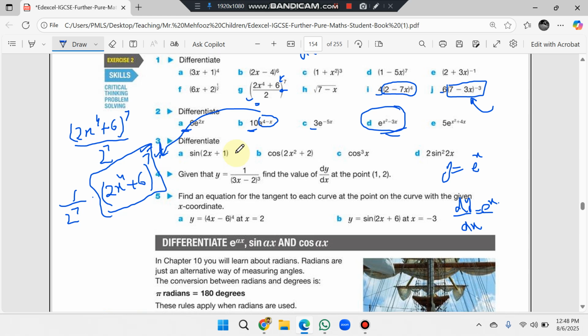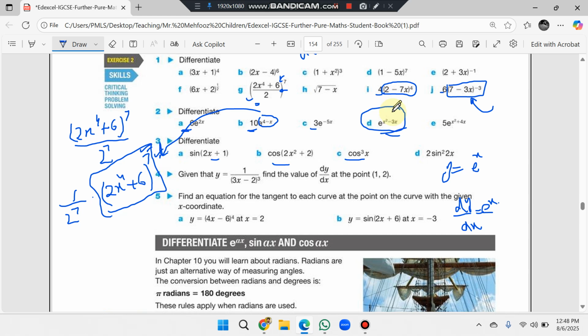We have also done the different derivatives of trigonometric functions. Sine's derivative is cos, and the derivative of cos has a minus sign, and cos cube. Here we can use the chain rule and then we can solve it. This is very simple. And also 2 sine square 2x. Here we can use the sine power rule as well as the chain rule. Do you understand?